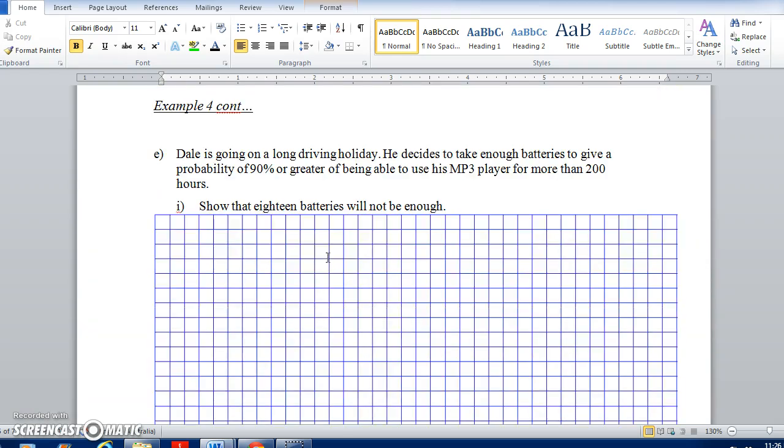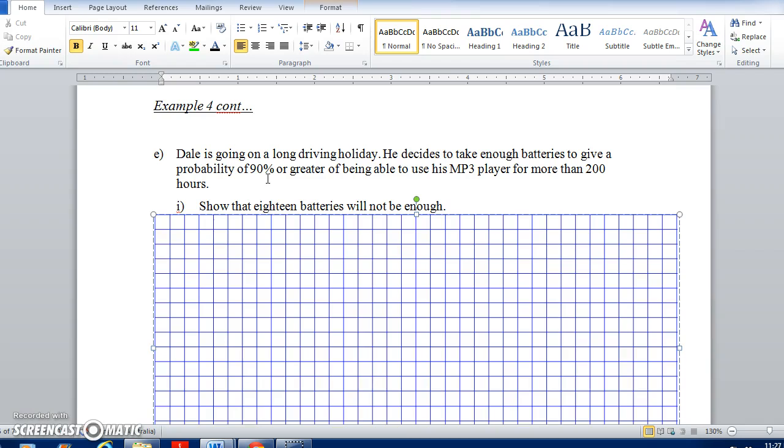Okay, so we want to move on. This is where we get to the meaty end of this problem. So Dale's going on a long driving holiday. He decides to take enough batteries to give a probability of 90% or greater of being able to use his MP3 player for more than 200 hours. So show that 18 batteries will not be enough.